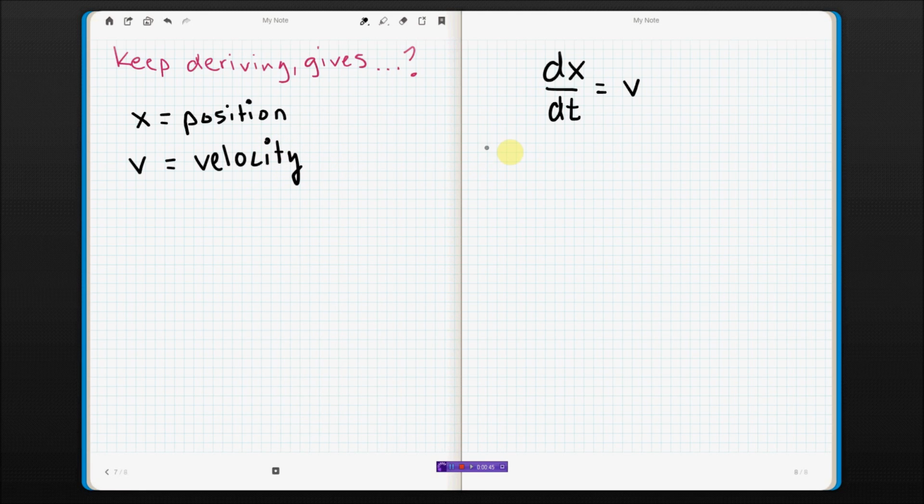Question is, what do you get if you then derive velocity? What if you find the slope of velocity versus time? What does that give you? Well, the answer is it gives you acceleration.